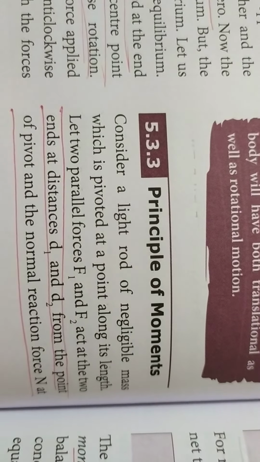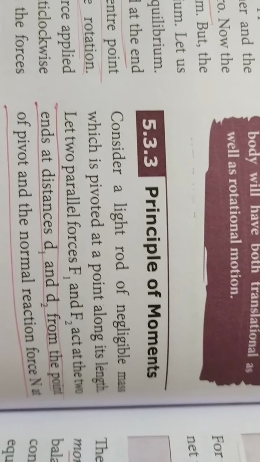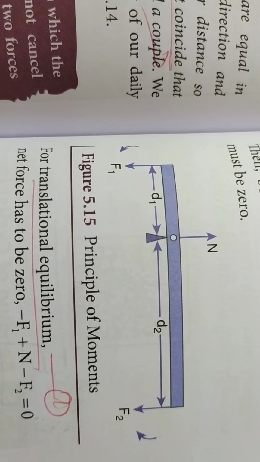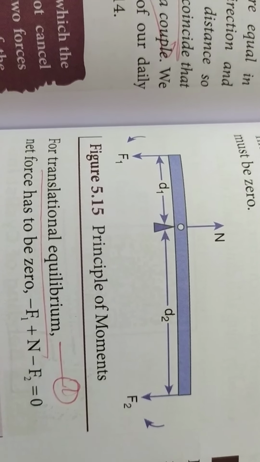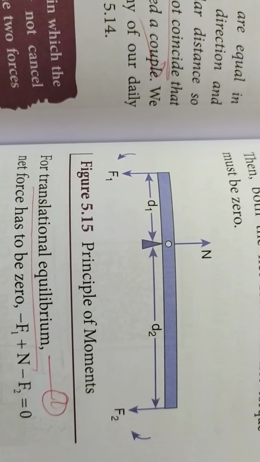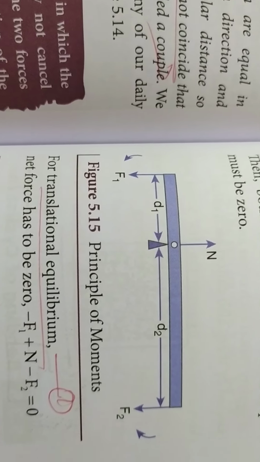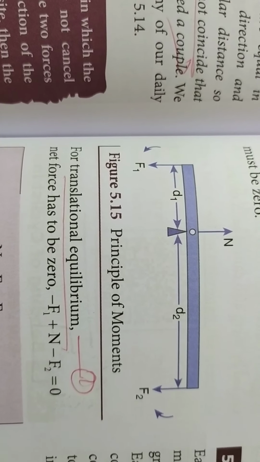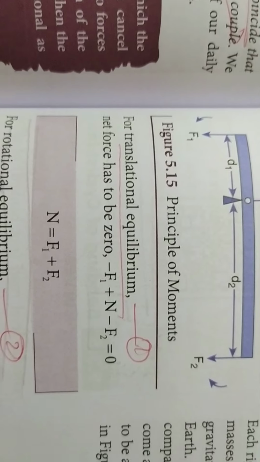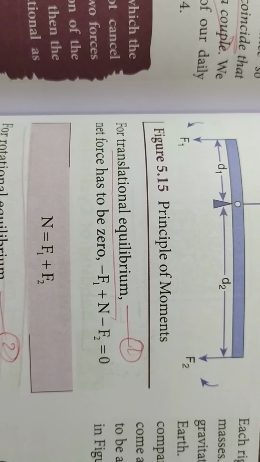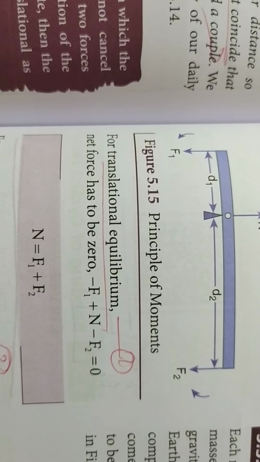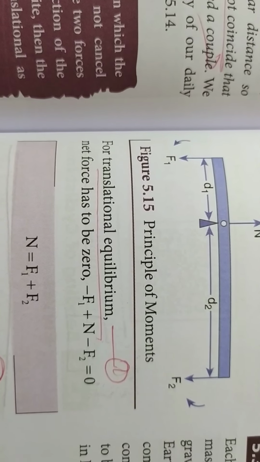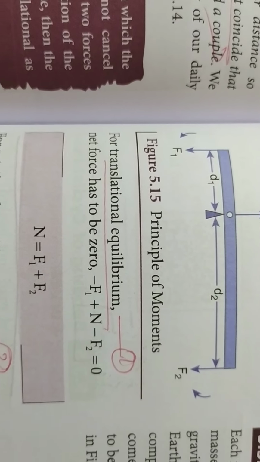And next we are going to see about the principle of moments. Here you see there is one rod pivoted, and F1, F2 are the 2 forces acting downwards, and the normal force will be in the upward direction. For translational equilibrium, that means the rod should be at rest, you should have N equal to F1 plus F2. N must be equal to the sum of the downward forces. Then only it will be in translational equilibrium. So N is equal to F1 plus F2.